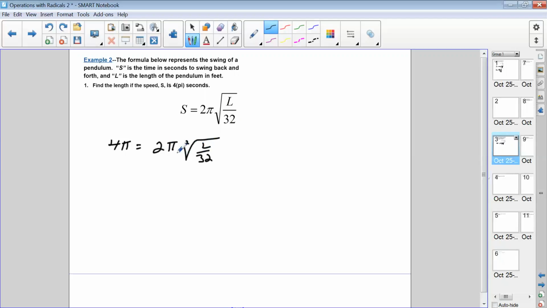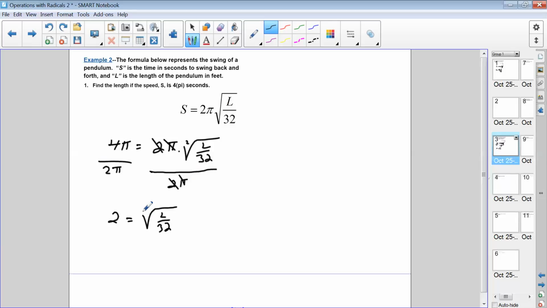Since I want to solve for L, I just want to start peeling back layers of this operation. The operation happens to have multiplication involved and a square root and division, so we'll do those in the reverse order. We'll end up dividing, squaring, and multiplying. So I'm going to divide by the 2 pi, and that's going to divide out, and 4 pi divided by 2 pi is 2. And then I'm left with L divided by 32.